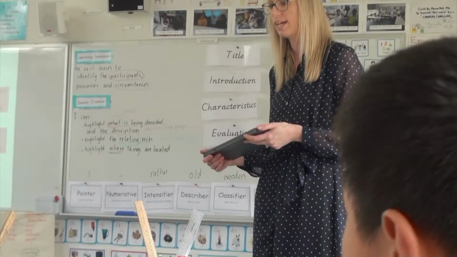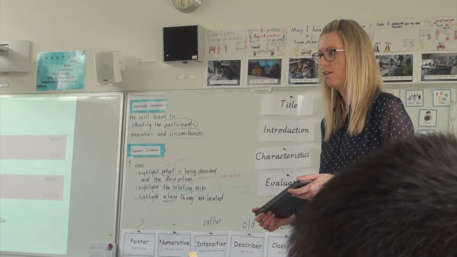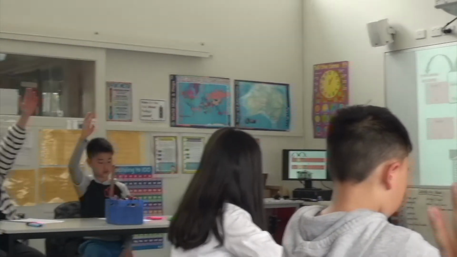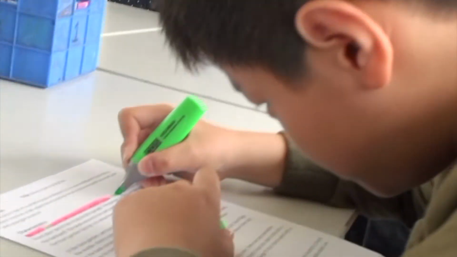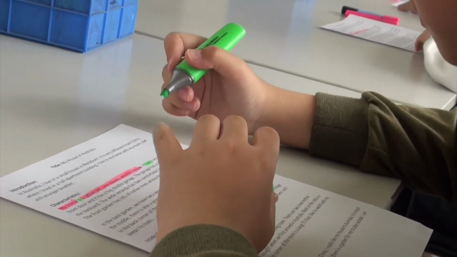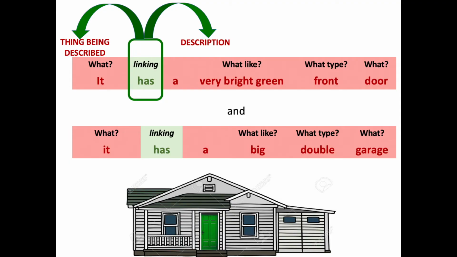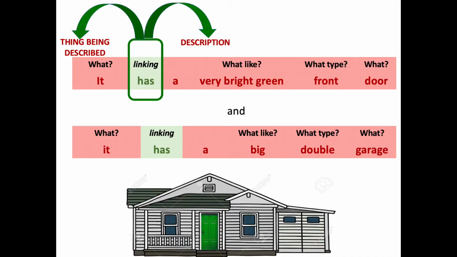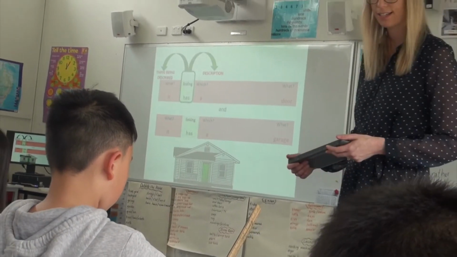We're going to find first the processes. So can you please pick up your green highlighter? And what is the process in that sentence? What is one of the relating verbs? Lucas? Has. Great. Can you highlight has in the first part of that sentence? Is there another process in that sentence? Can you find another process? Ling. It is? Has. Another has. Can you highlight the second has?